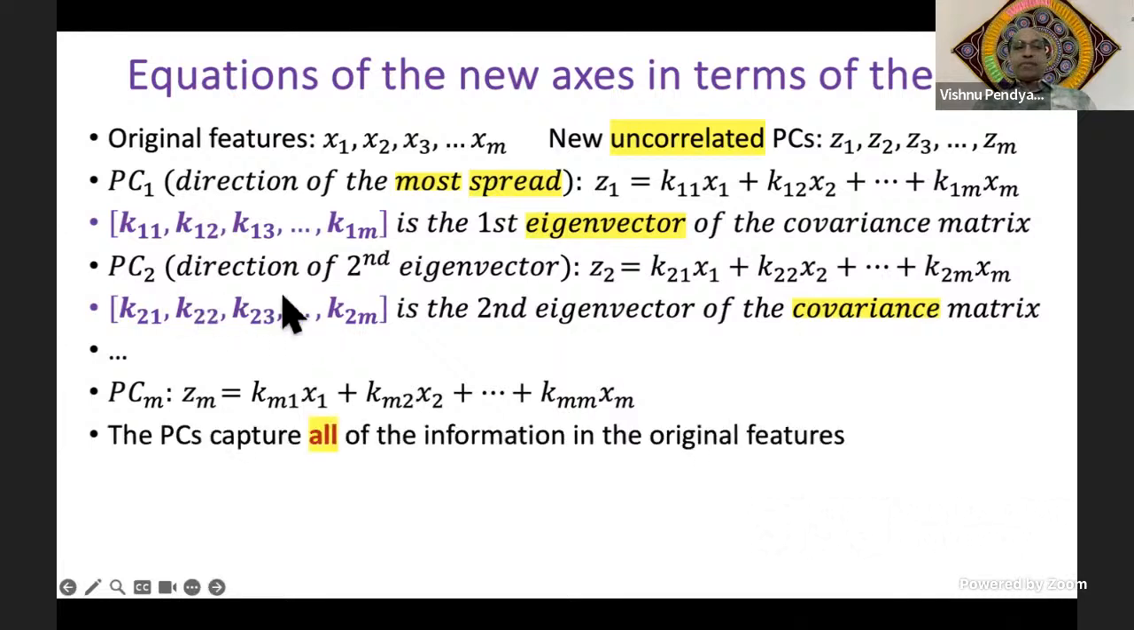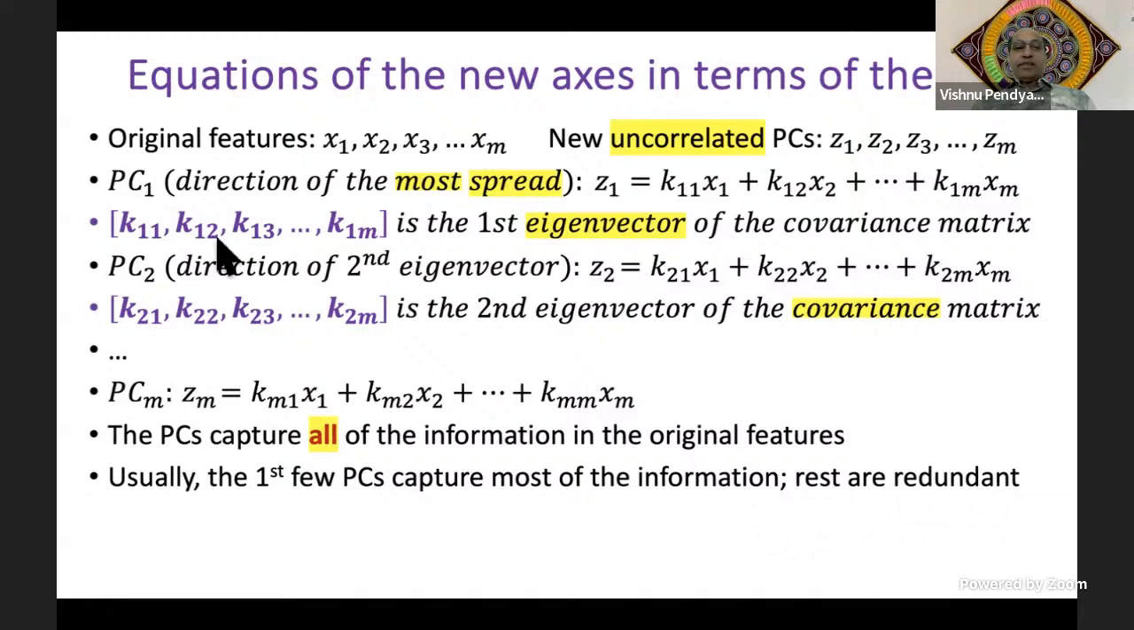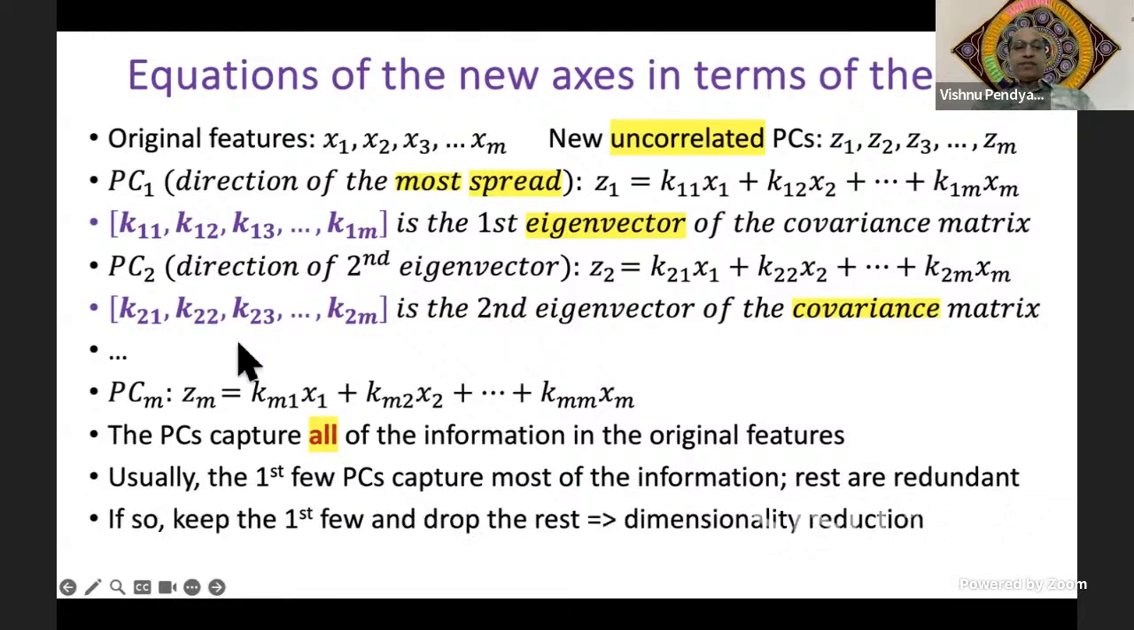The principal components capture all the information in the original features. So far, there is absolutely no loss of information. The entire information is captured, just that we are changing the coordinate system, right? Now comes the dimensionality reduction. Usually, the first few PCs capture most of the information. The rest are redundant. So we keep the first few and drop the rest, resulting in dimensionality reduction, right?